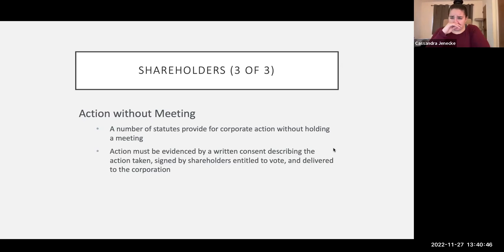So some state statutes, some federal statutes provide for, or I guess allow for, corporate action without holding a meeting. Now, those actions, if you're going to do them, because you have to be able to tell people we did them and why, they have to be evidenced by written consent describing the action taken, signed by shareholders who are entitled to vote, and then they have to be delivered to the corporation. So basically, the shareholders have to, in writing, cede their right to be present for a meeting and the board to take action.